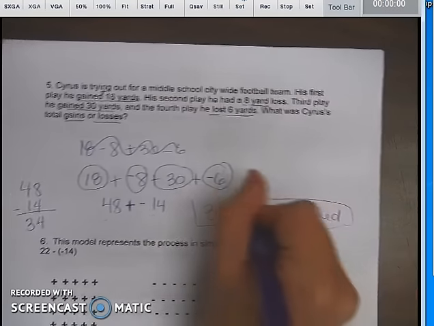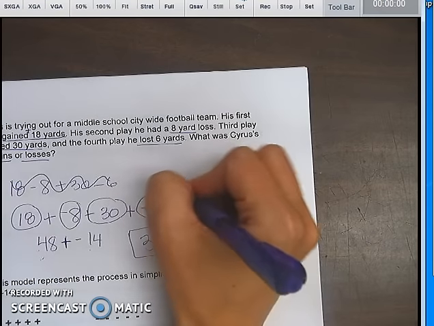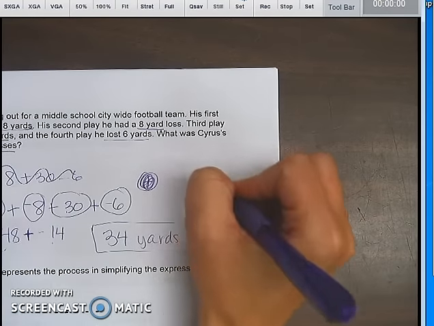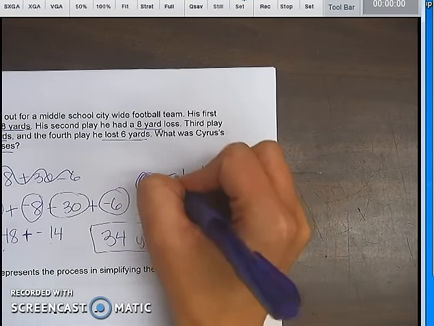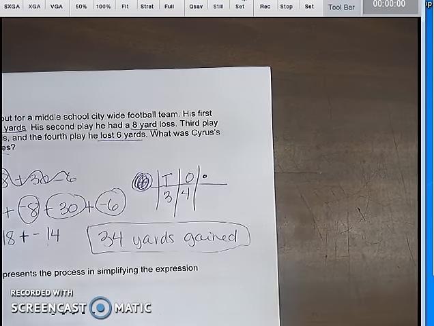So if I was going to have to bubble this, I know one of them is a bubble sheet, I would bubble in the positive, and then here's a decimal. This is the ones. This is the tens. This would be 3, 4.